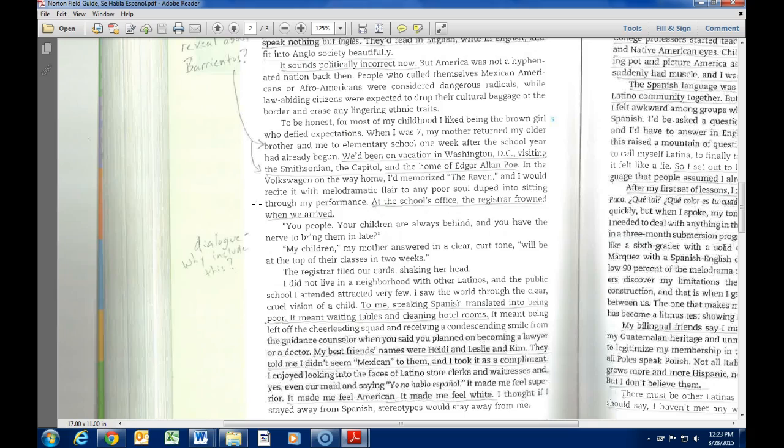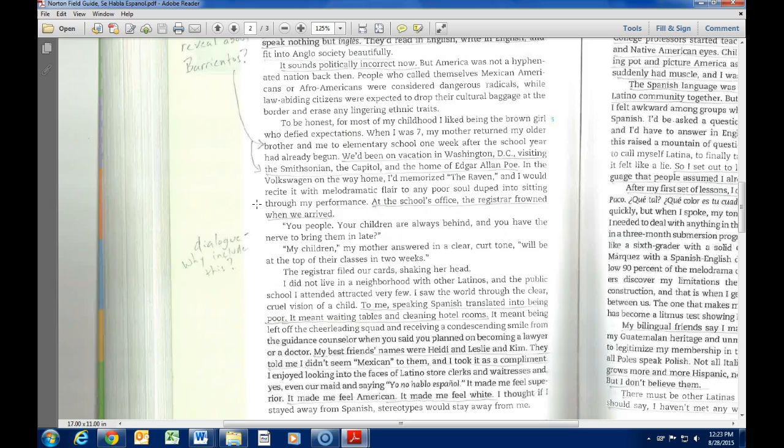And then here we have dialogue in the next details. At the school's office, the registrar frowned when we arrived. Quote, the registrar says, "You people, you children are always behind, and you have the nerve to bring them in late?" "My children," my mother answered in a clear, curt tone, "will be at the top of their classes in 2 weeks." The registrar filed our cards, shaking her head.